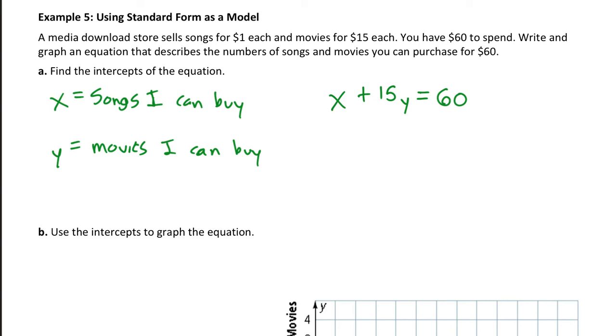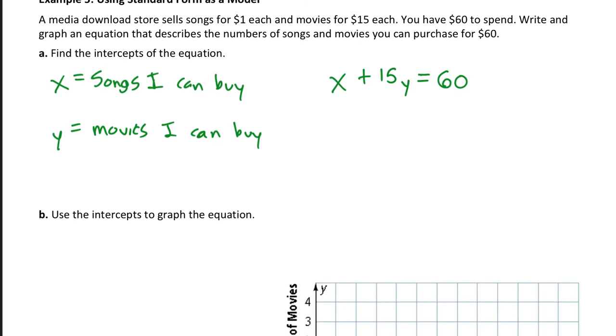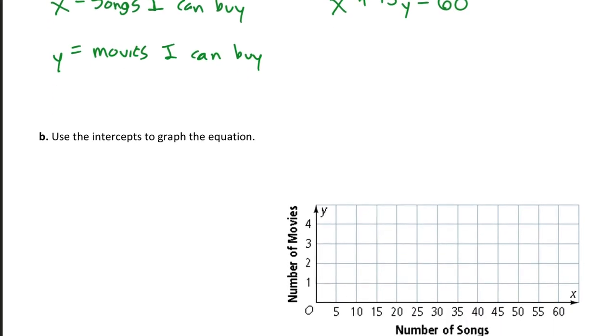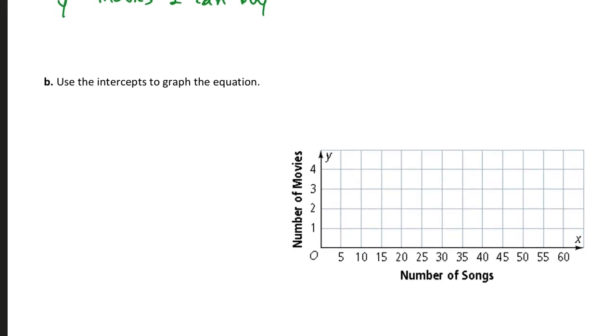So essentially, possibilities of combinations of songs and movies I could buy. And these need to be whole numbers, because I can buy a whole song, I can buy a whole movie. So that's our equation. We're going to graph it, and I'll rewrite it so you can still see it. But our equation was x plus 15y equals 60. We talked about this before.